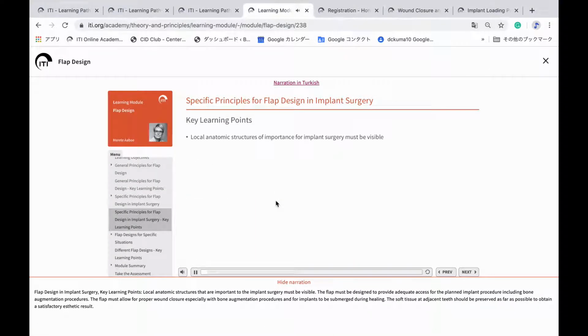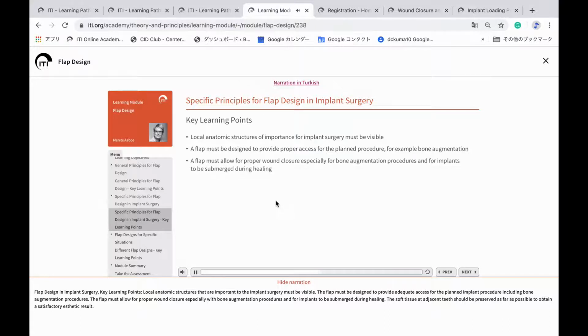Flap design in implant surgery. Key learning points. Local anatomic structures that are important to the implant surgery must be visible. The flap must be designed to provide adequate access for the planned implant procedure, including bone augmentation procedures. The flap must allow for proper wound closure, especially with bone augmentation procedures, and for implants to be submerged during healing. The soft tissue at adjacent teeth should be preserved as far as possible to obtain a satisfactory aesthetic result.